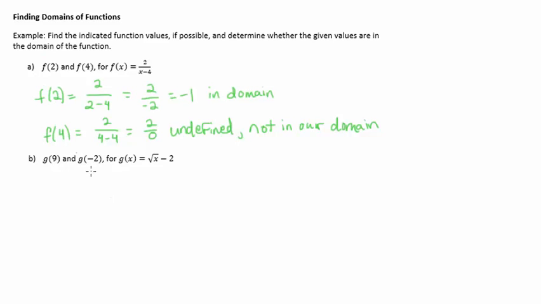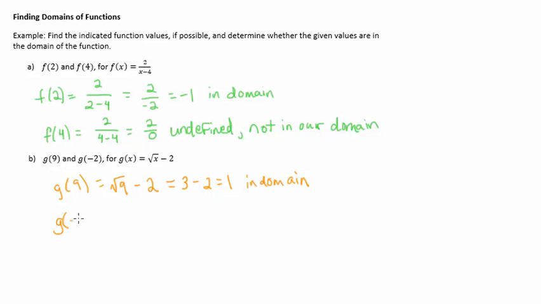On this next one, we've got a square root. So we want to plug in 9 to start off with here. The square root of 9 is 3. 3 minus 2 is 1. So 9 is in our domain because we got an answer.